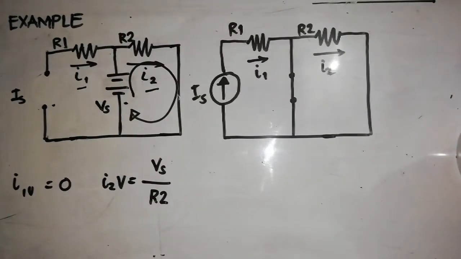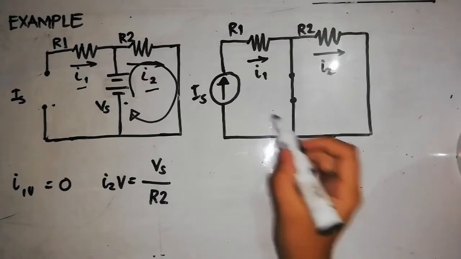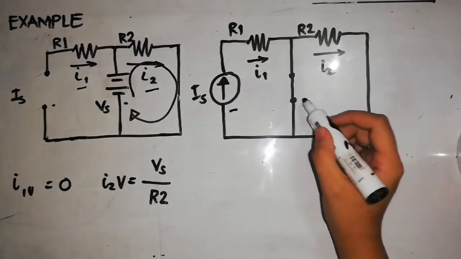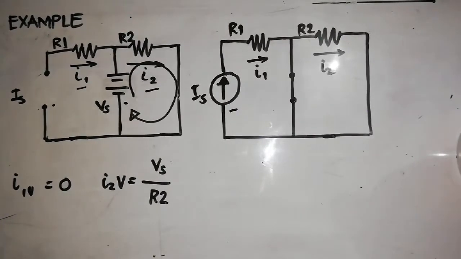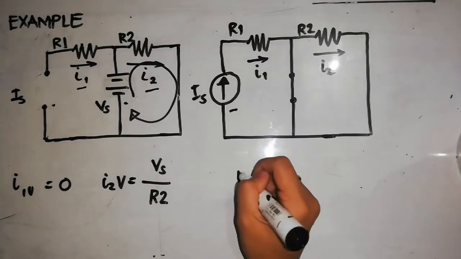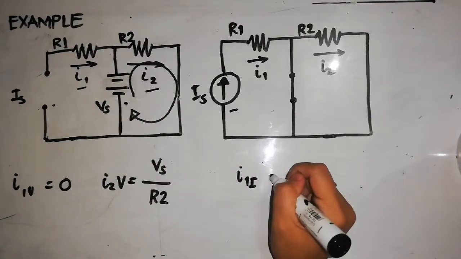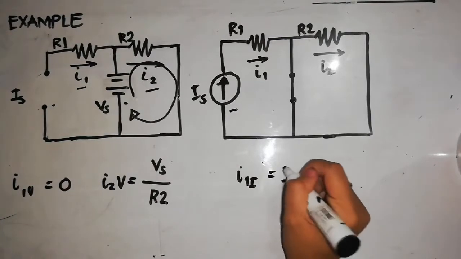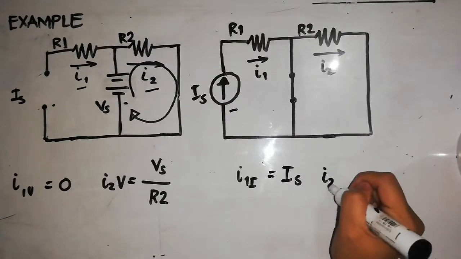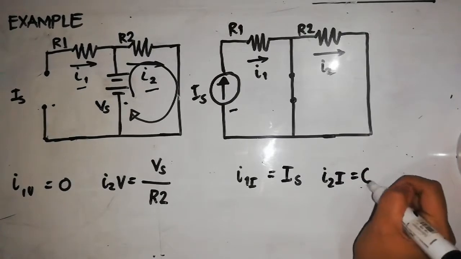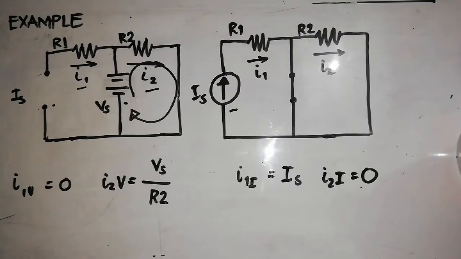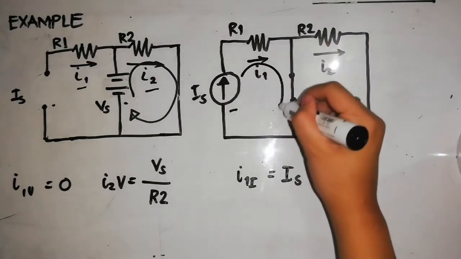Next, we restore the current source and suppress the voltage source. To calculate the contribution of the current source acting alone, with just the current source, the two output currents are I sub 1I would be equal to IS and I sub 2I is equal to 0, where I sub 1I and I sub 2I are the currents in R1 and R2 caused by the current source.